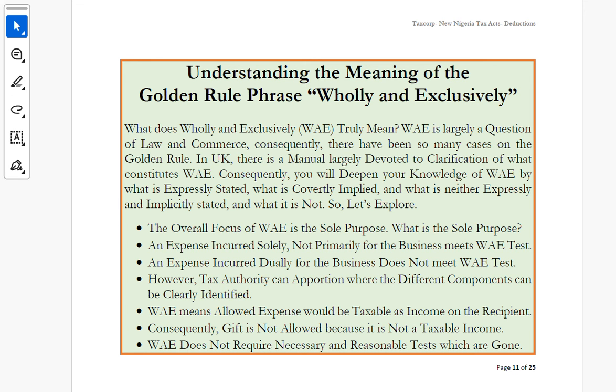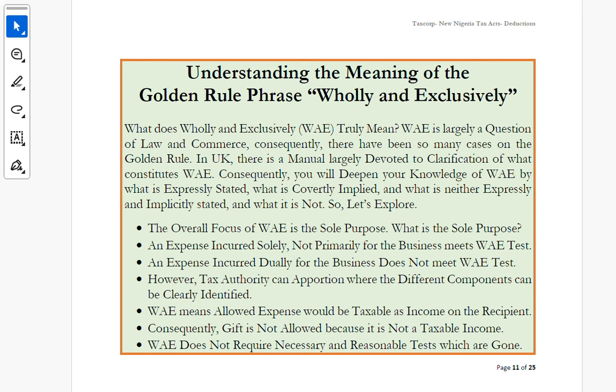Consequently, you will deepen your knowledge of wholly and exclusively by what is expressly stated, what is covertly implied, and what is neither expressly nor implicitly stated, and what is not. So let's explore. The overall focus of wholly and exclusively is the sole purpose. The question is, what is the sole purpose of incurring that expense? An expense incurred solely, not primarily, for the business meets the wholly and exclusive test.